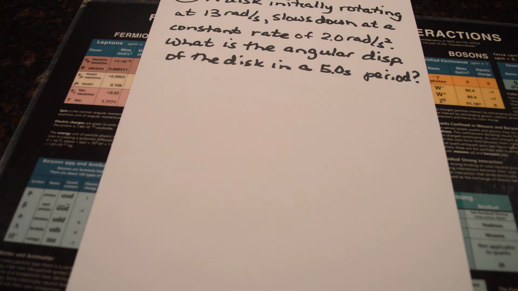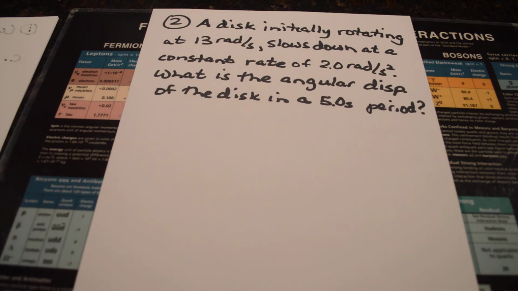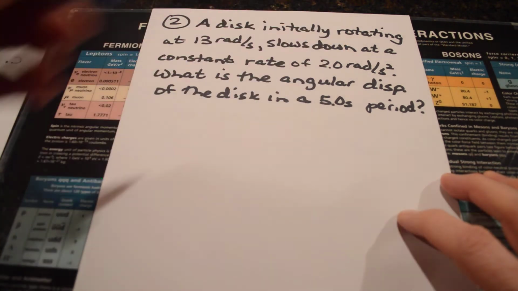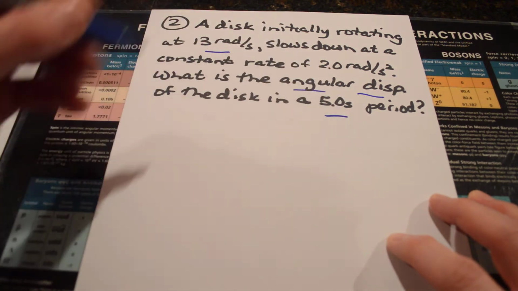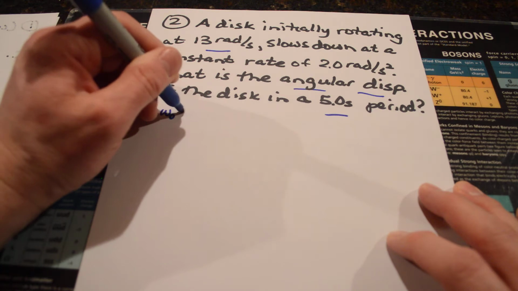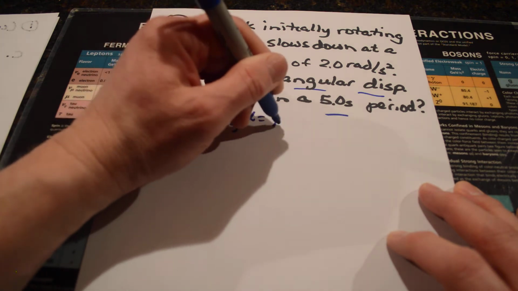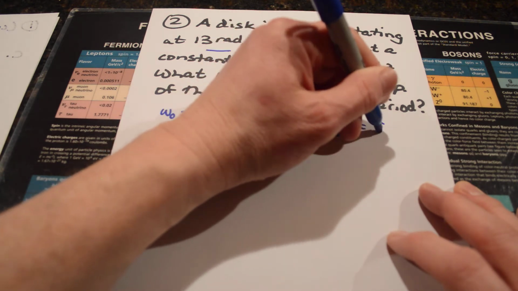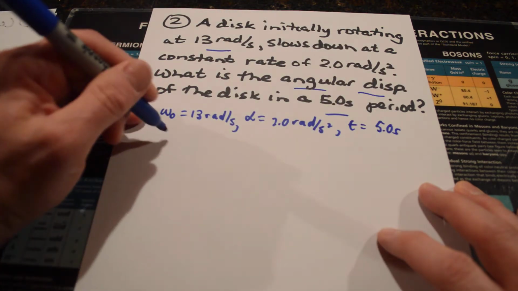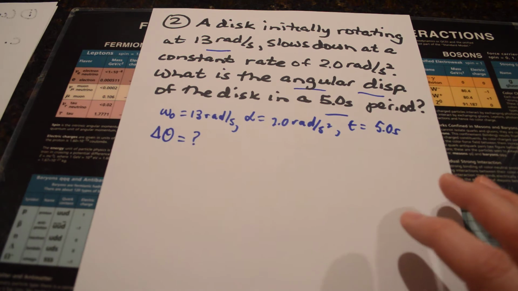The next question is more of a rotational kinematics. It says a disk initially rotating at 13 radians per second slows down at a constant rate of 2 radians per second squared. What is the angular displacement in a 5-second period? Okay. So the initial speed is 13 radians per second. The angular acceleration is 2 radians per second squared. And the time is 5 seconds. So we're just writing all the given information. And what we're trying to find is the angular displacement.